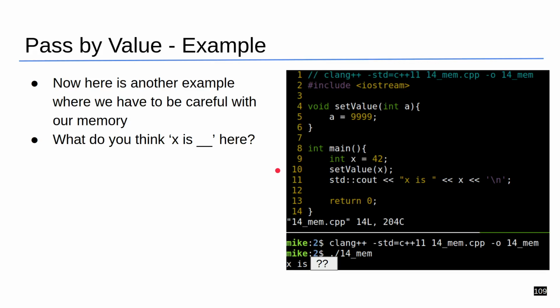Here's an example for you folks to figure out what is the value of x at line 11. So just sort of walking through and getting used to reading and some semantics here. Here's the entry point of our program, x equals 42. We call this function here, passing in x. Set value takes in an integer, sets that integer to 9999, and give everybody a moment to think about what is x going to be here.